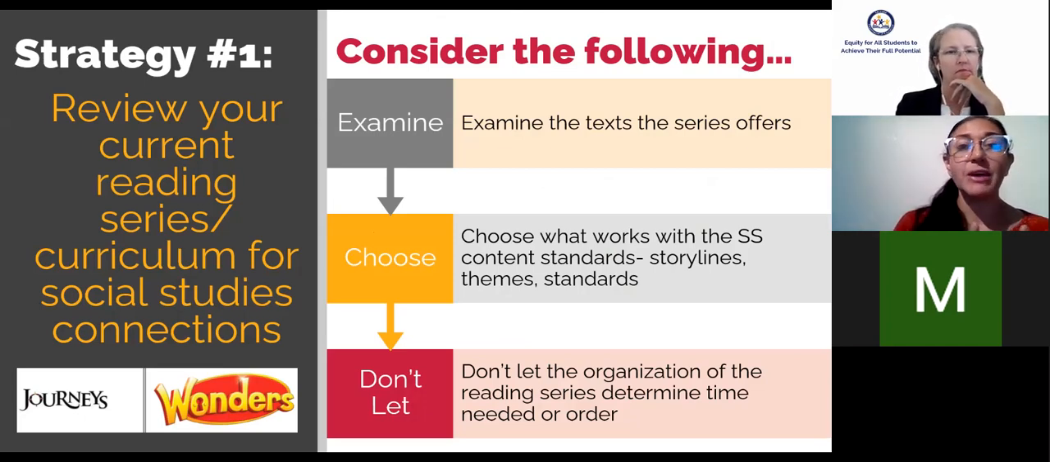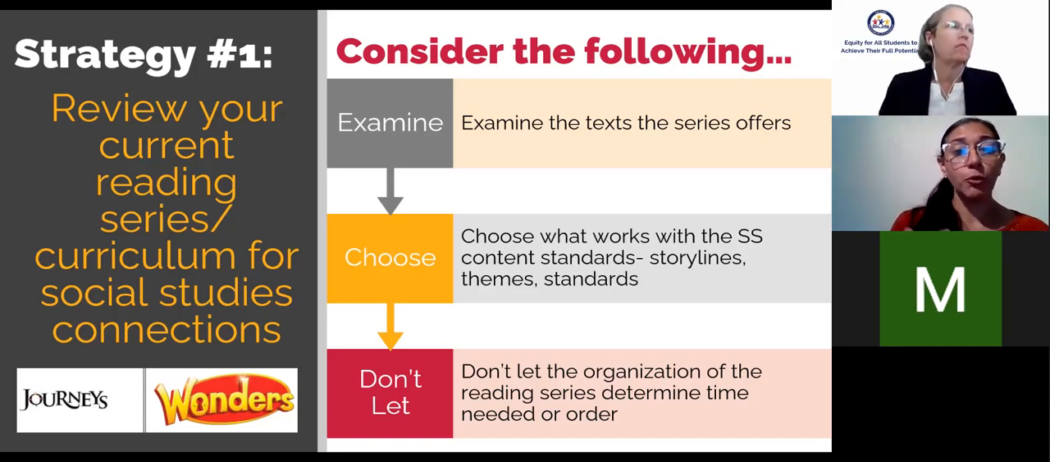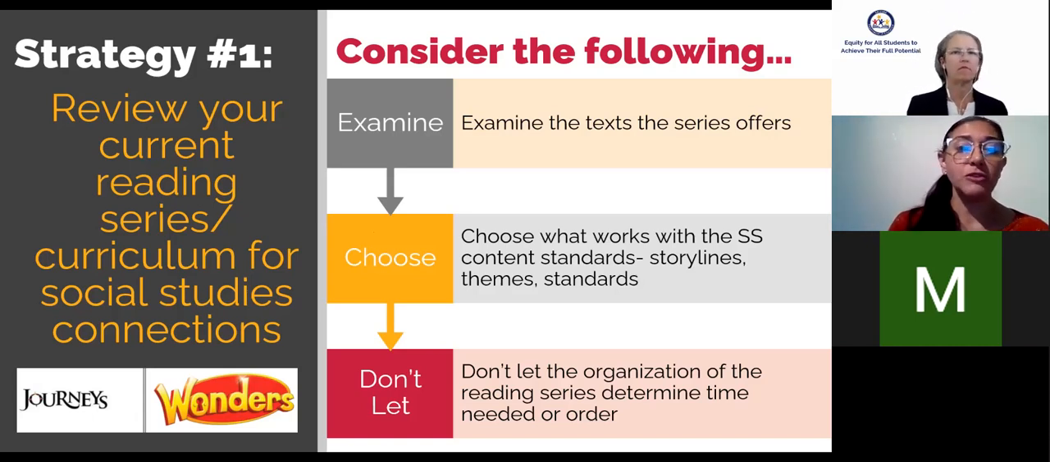So this consists of examining the text that your series offers. There might be wonderful stories in these series that you can start to pull out. The second one is choose them. Choose what works with social studies content standards, storylines, your themes, and your standards. And the last one, don't let the organization of the reading series determine your time needed or your order.